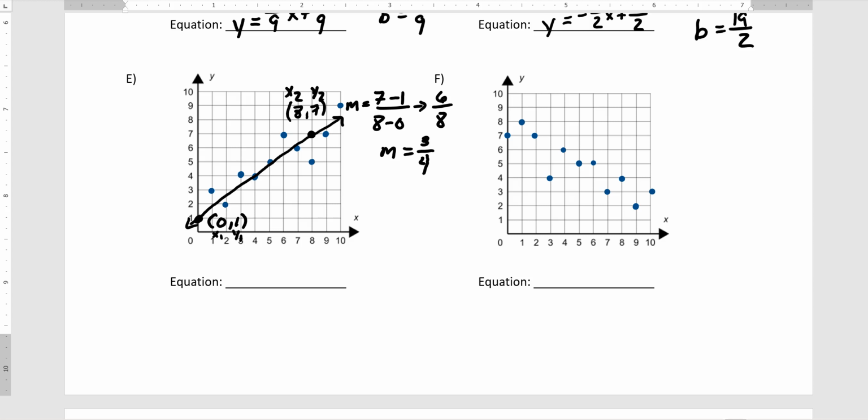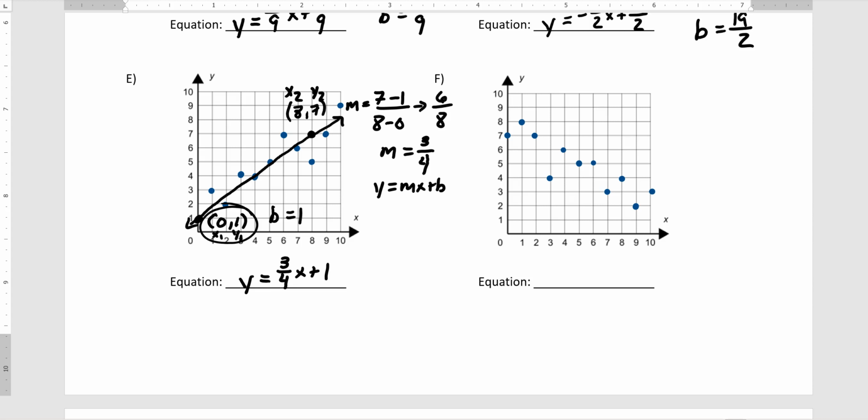Now I'm going to use the point 8, 7 here for my line, y equals mx plus b, so I can find my b. Oh, wait. I don't need to use a point. Why do I not need to use a point? 0, 1 would tell me my y-intercept, right? That tells me right there, b equals 1. So with that, I would say my equation is y equals 3/4 x plus 1.